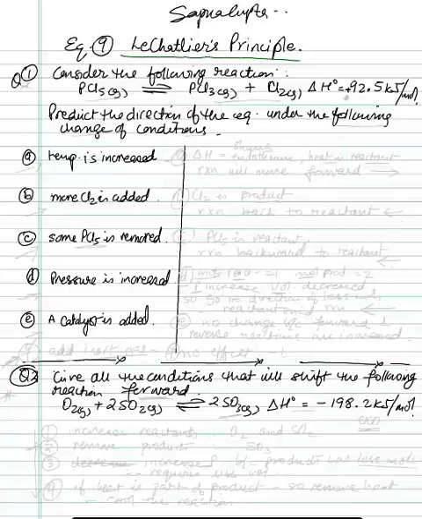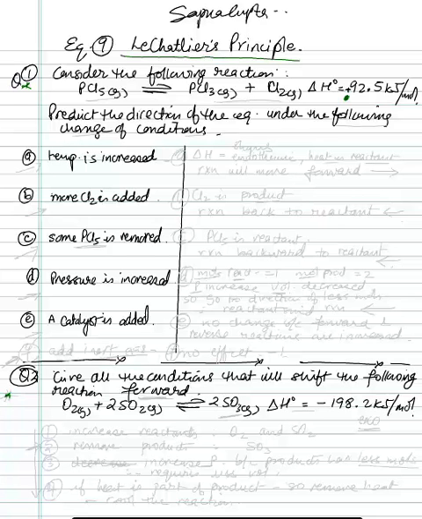So over here, you have two problems for you, question 1 and question 2. These two problems deal with the kinds of changes that you might see. Here is an equation: PCl5 gas gives PCl3 plus chlorine gas, and delta H is given to us, which is plus 92.5. Plus 92.5 means that it is endothermic. If it was negative, it would be exothermic.